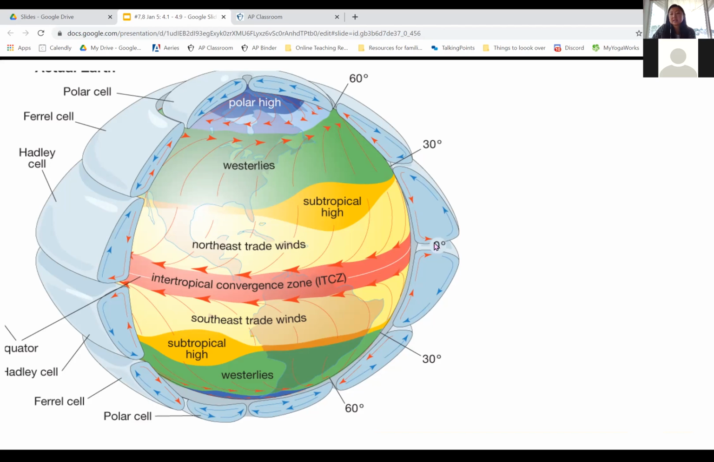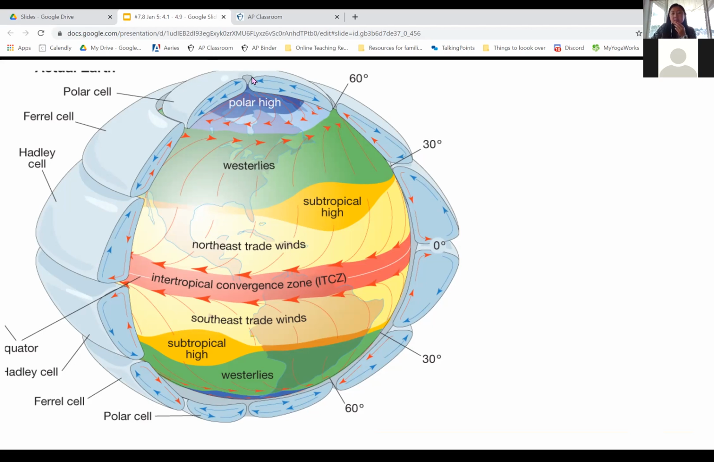And so this Hadley cell is powered by the heating and cooling that happens at the equator. All of this hot air rises, and it's really hot, and then it travels up away from the equator, and eventually as it moves away from the equator it cools, so then it sinks again and it comes back. So it's driven by the heating and cooling.